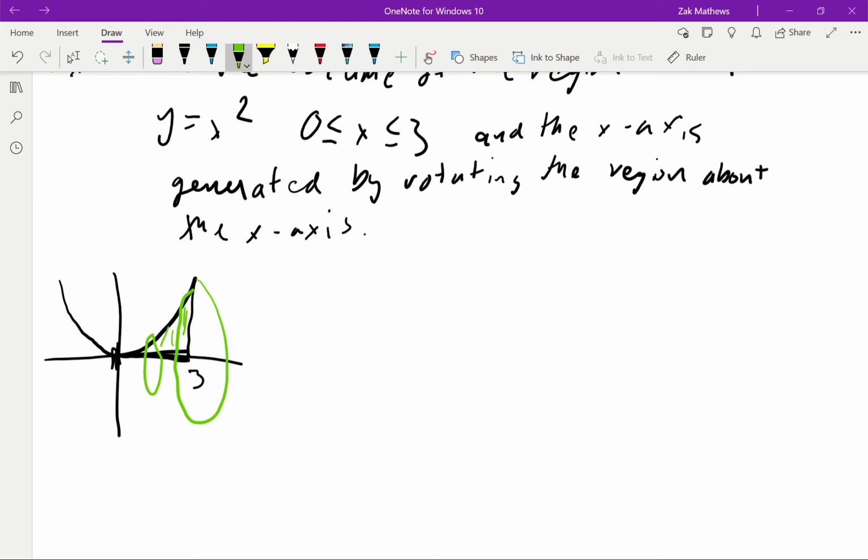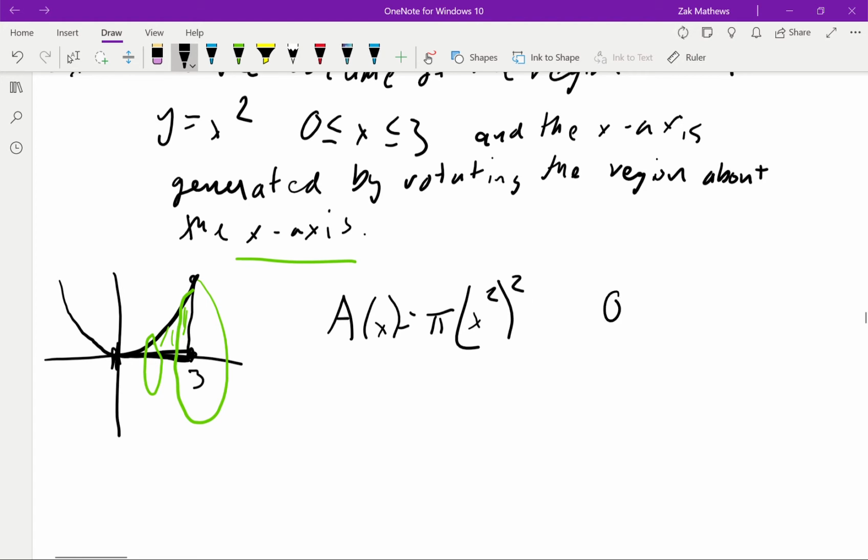So I should also point out we are rotating about the x-axis, which is why I drew my circles around the x-axis. So now let's think about all of our elements. If we take those cross sections, we see they are circles. And so we can find the area of those circles, pi r squared. And what is our r? Well, the r is the distance from the x-axis to the curve itself, which is just the function. It's x squared. But it's going to be x squared squared because we have pi r squared. We're clearly going to integrate from 0 to 3 because those were our boundaries given.